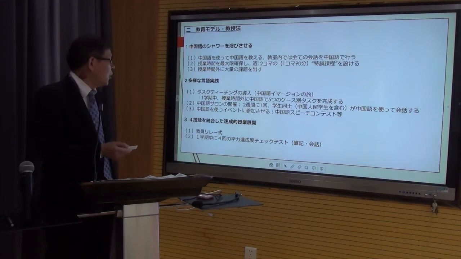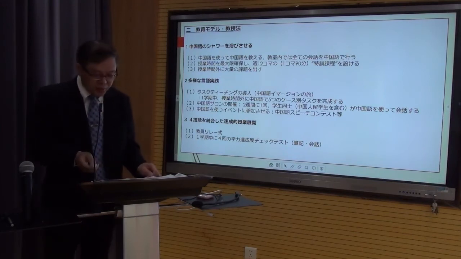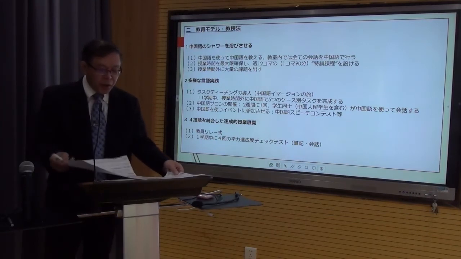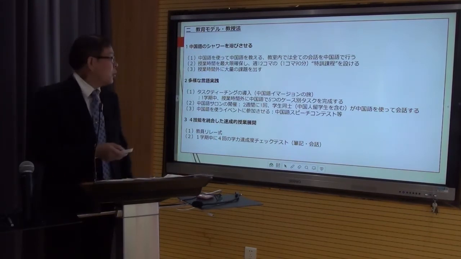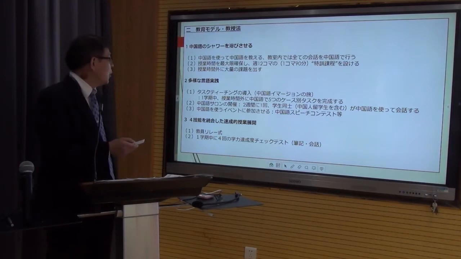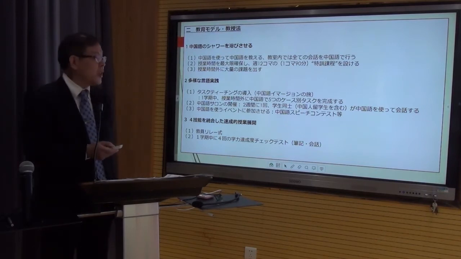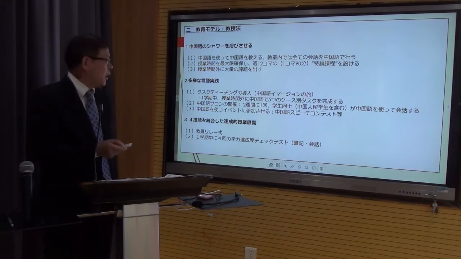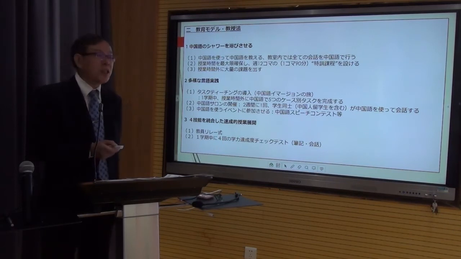Now, a third point is integrating the 4 skills in carrying out our intensive training. The 4 skills are listening, reading, writing, and speaking. They are all very important. At Oberlin, when we do this, the faculty form a relay of sorts, which means that usually one subject is taught by one teacher, but at Oberlin, it is done differently. One subject is taught comprehensively by multiple faculty.